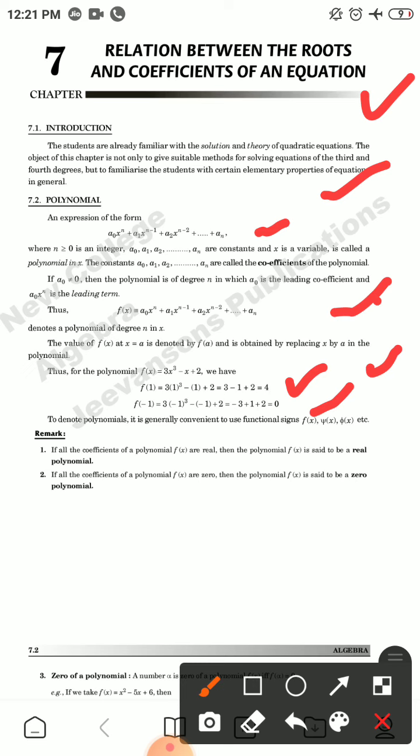Remark: if all the coefficients of a polynomial f(x) are real, then the polynomial f(x) is said to be a real polynomial. If all the coefficients of a polynomial f(x) are 0, then the polynomial f(x) is said to be a zero polynomial.